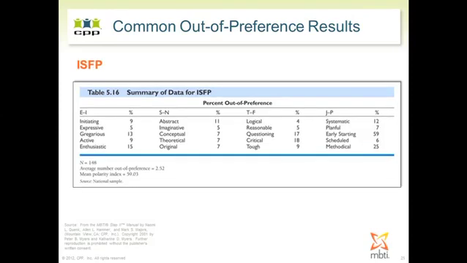We'll look at one more example, the ISFP. If you look at the JP dichotomy, early starting is a J facet, but 59%, so over half of the ISFP personality types in our sample, are out of preference.